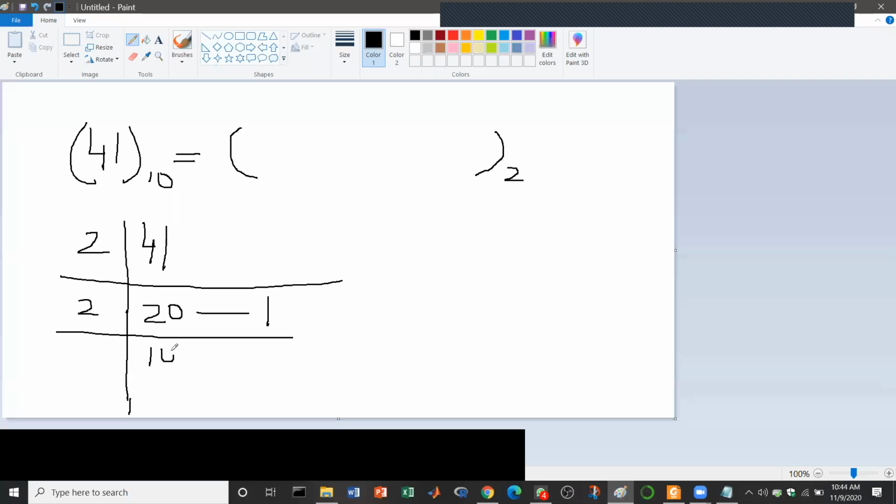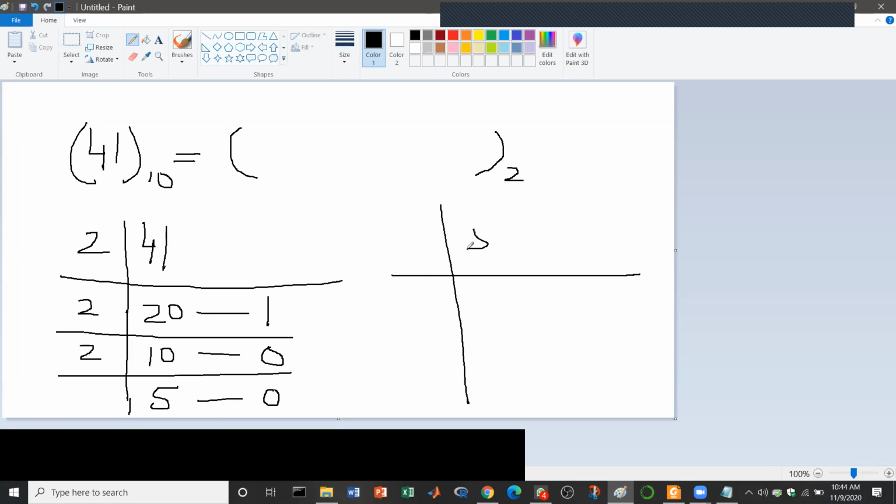10. I do it again. Because space is not here, so I write here the next, so 5, 0. Then 2 into 4 is 2 to the 4, I get 1, and 2 into 1 is 2, I get 0 here. Okay, now I change the color.